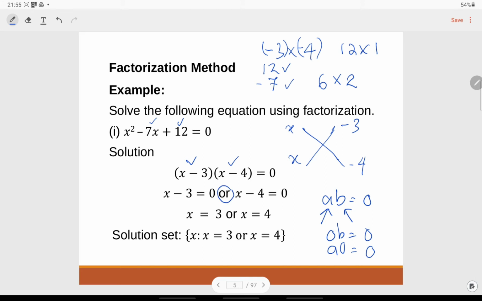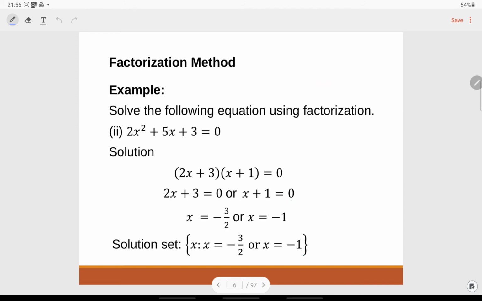So we have x minus 3 equal to 0 or x minus 4 equal to 0. Now it's very easy for us to solve for x. We have x equal to 3 and x equal to 4. If you represent the answer in set form, we use curly brackets, where the answers are x, because the question asks you to solve for the variable x. So the values of x are x equal to 3 or x equal to 4. This is what we call a solution set.